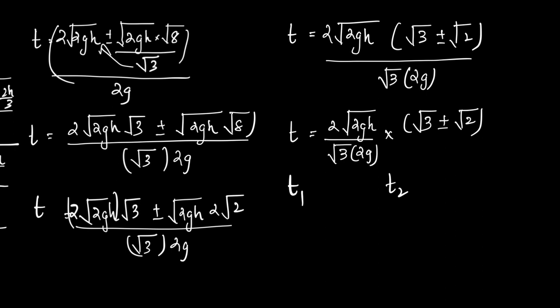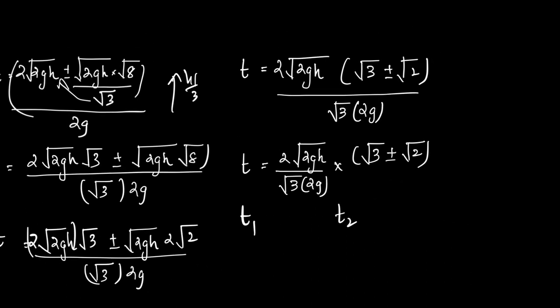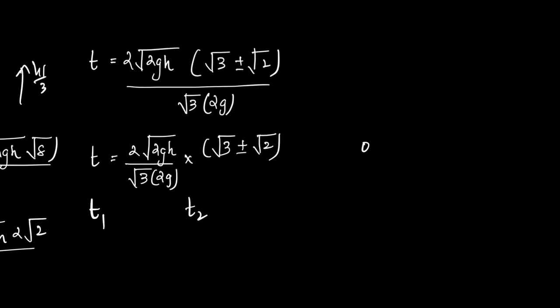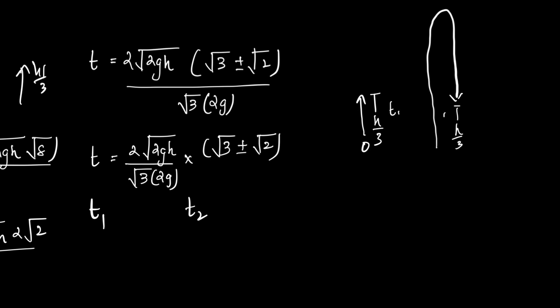Since the object is moving upwards, it will reach the height h by 3 in a smaller time, right? But I think it would be better if I draw a diagram and explain. If the object is moving upward, this much distance h by 3 will be achieved in, say, time t1, while if it is coming back, the same displacement h by 3 is obtained in time t2. We can clearly say that t2 is greater than t1.